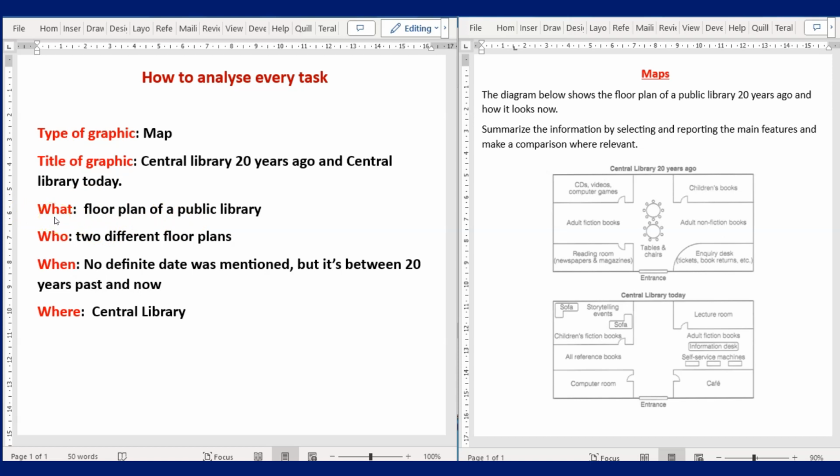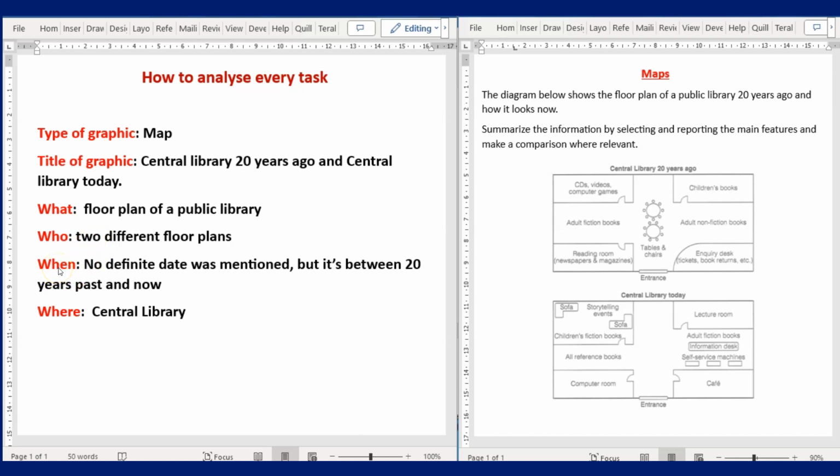What is the whole issue, or what is the question about? It's about the floor plan of a public library 20 years ago and now, and also who is the player involved, or what is the thing involved. It's about the two different floor plans. Those are the two things involved here. We have the two different floor plans. That is what we are dealing with here.